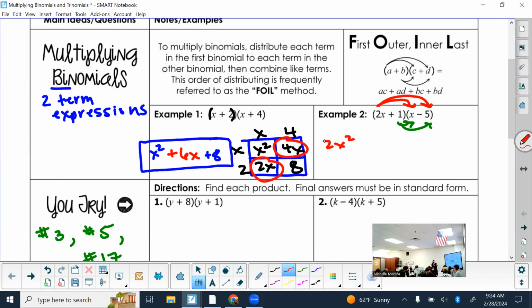Right, so table 2 said it 2x squared. So then table 9, I'll give you another one. 2x times negative 5.